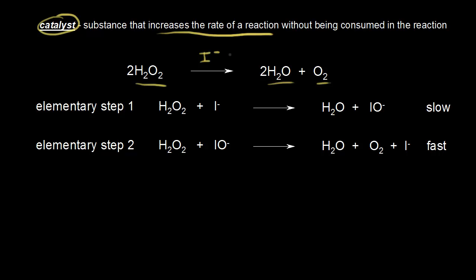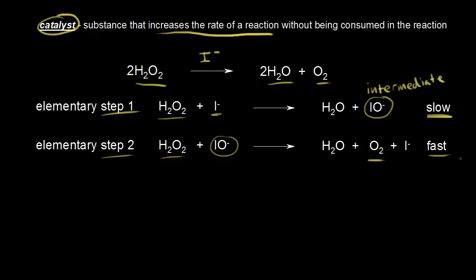Let's take a look at the mechanism for the reaction when we add our iodide anion as our catalyst. In the first step of the mechanism, you can see we have H2O2 and our iodide catalyst, and this forms the hypoiodite ion. So the hypoiodite anion is our intermediate. We're also given the information that this first step of the mechanism is the slow step. In the second step, another molecule of hydrogen peroxide reacts with our intermediate, the hypoiodite ion, and we get our oxygen, and this step is fast.